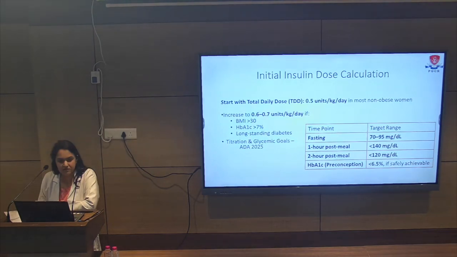Again, when we plan pregnancy in pre-existing diabetes, of course the HbA1c we want is very good, that is below 6.5, not the 7 actually.